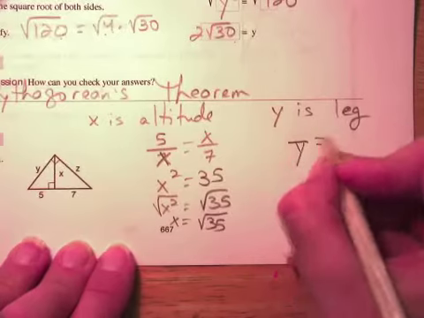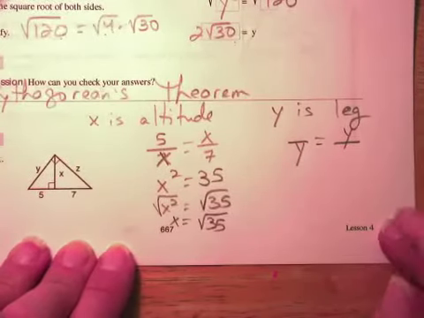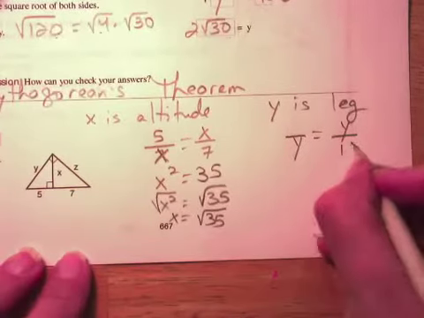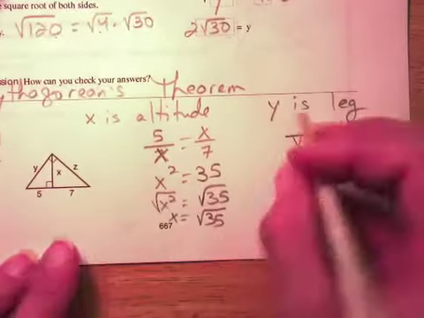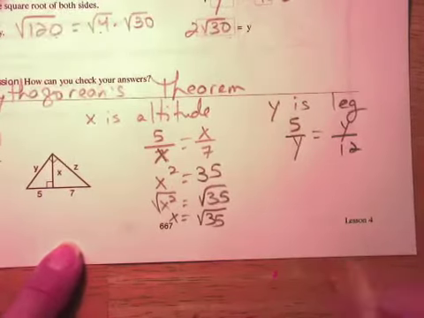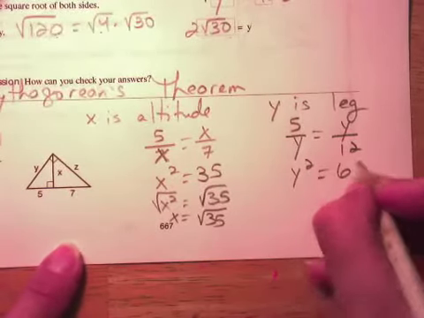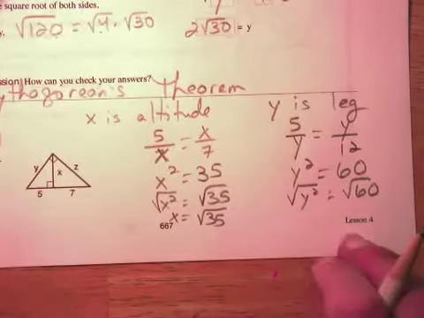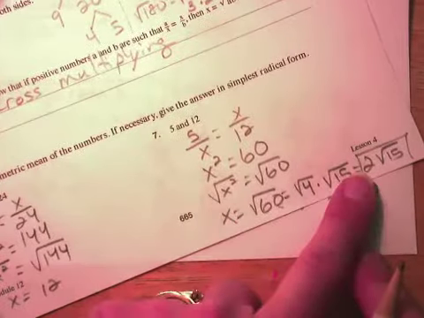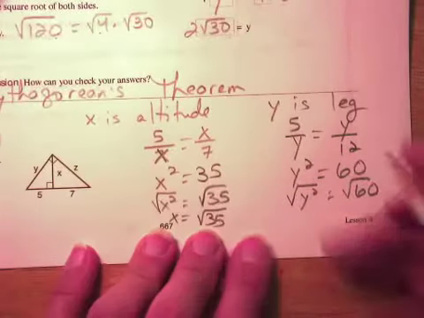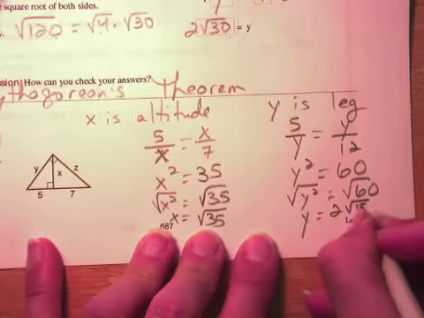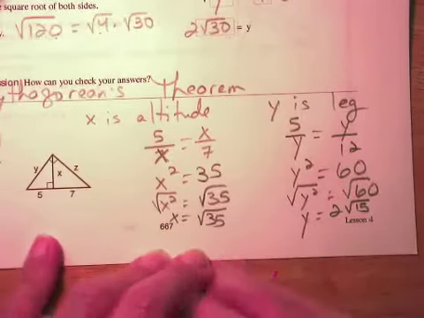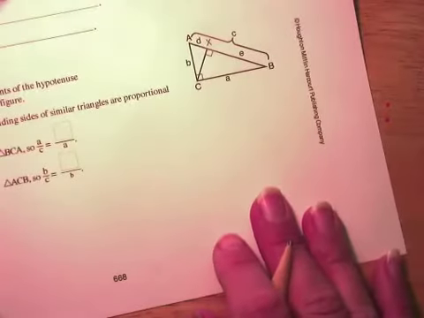Now let's figure out y. Y is a leg. That means it is the geometric mean of the whole hypotenuse, which is 12, and the part of the hypotenuse that's touching it, which is 5. So I have y squared equals 60. Take the square root of both sides, and we simplified the square root of 60 earlier. So we're going to get the same answer. Y is 2 radical 15.